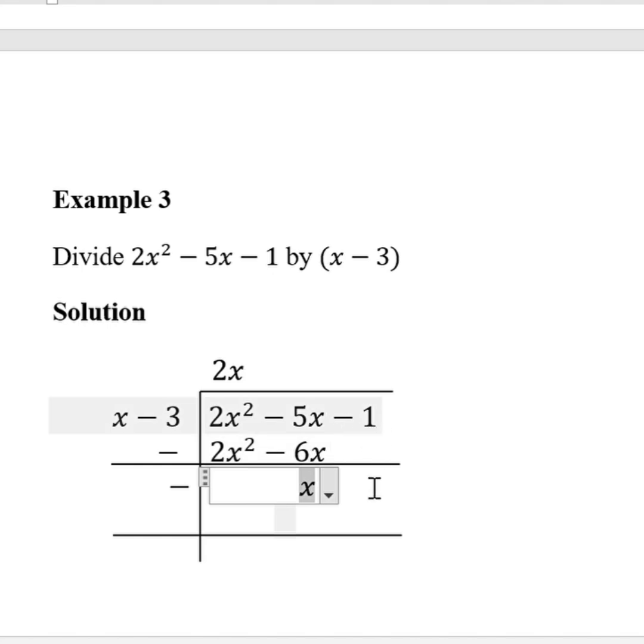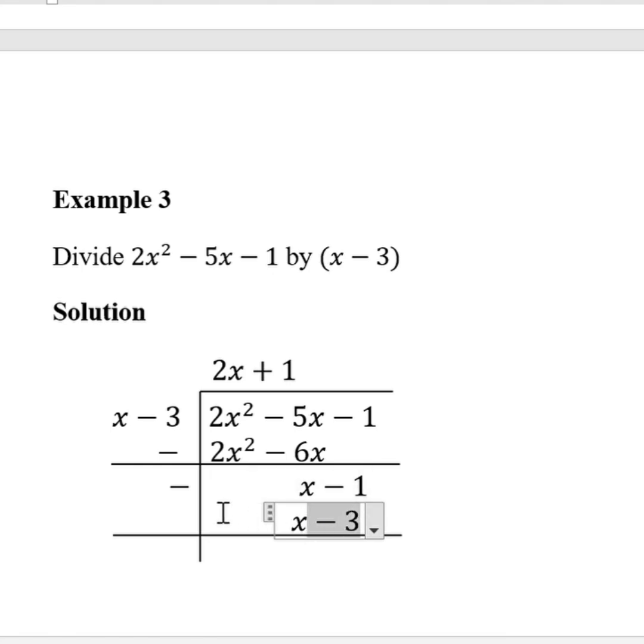Bring this minus 1 down. Then x divided by x, you get 1, so write plus 1 here. Now this plus 1 times x gives you x. Plus 1 times minus 3 will give you minus 3, which is written down here. Subtract them, this gives you 0.